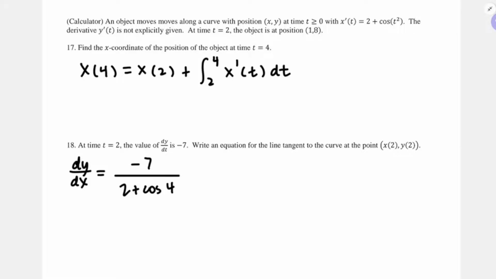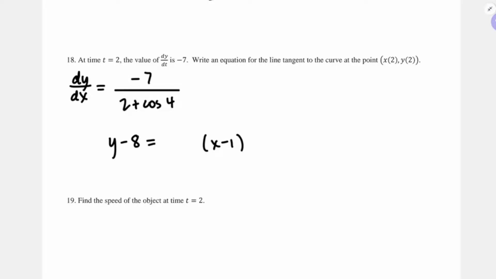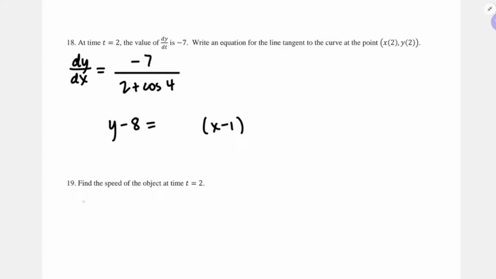Now I'm going to recommend we find that by actually just plugging into f of t when we get to Desmos. But the equation for the line tangent is going to be y minus 8 is equal to that slope multiplied by x minus 1, and we'll just fill that in and go hit the calculator. Speed of the object at time t equals 2 is going to be the square root of x prime of 2 squared plus y prime, which was -7, squared. And we'll be able to calculate that.